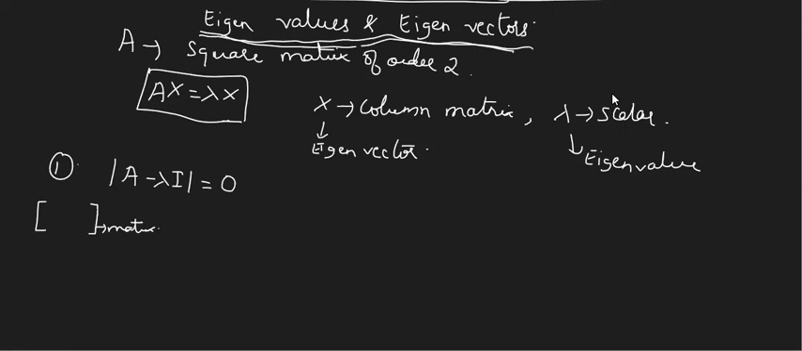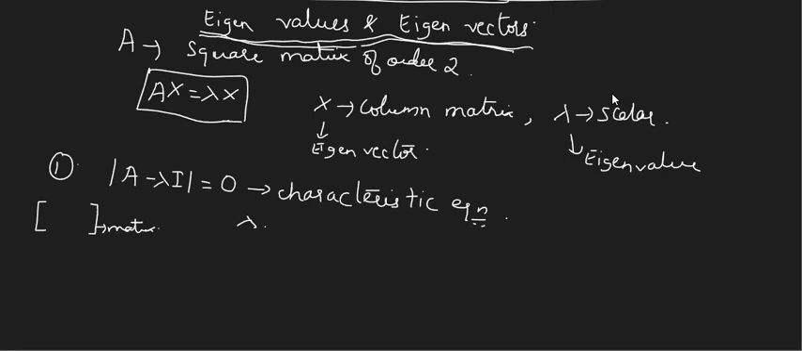If you write it in this format, this is called the characteristic equation. So we have to form the characteristic equation. We substitute for A minus lambda I and equate it to 0. Then from this, you will get one equation in lambda. Suppose A is a square matrix of order 2, you will get an equation in lambda square. If A is a square matrix of order 3, you will get an equation in lambda cube.